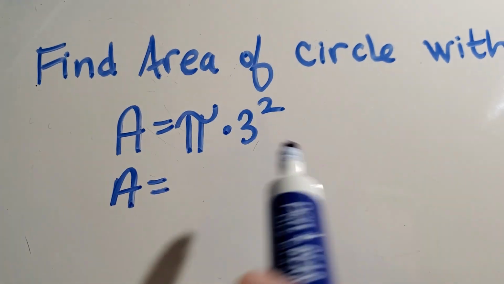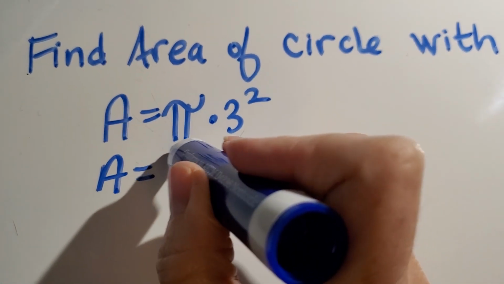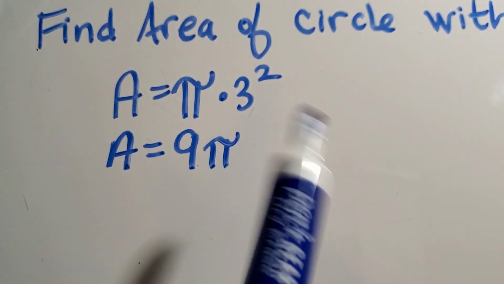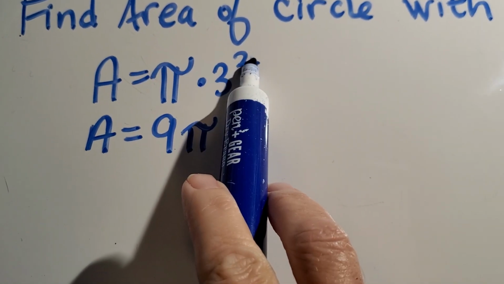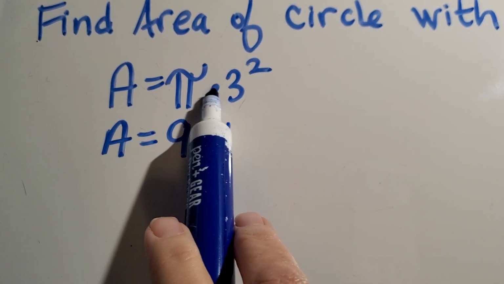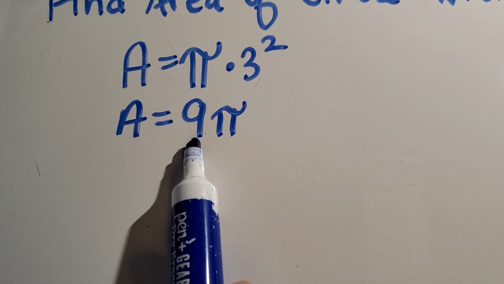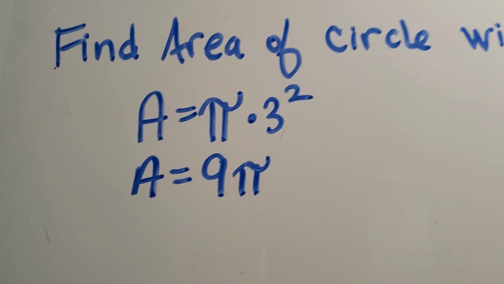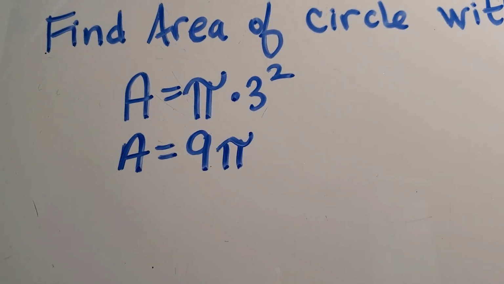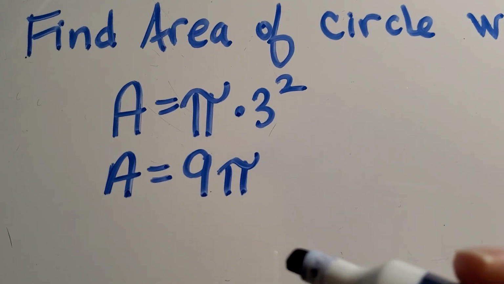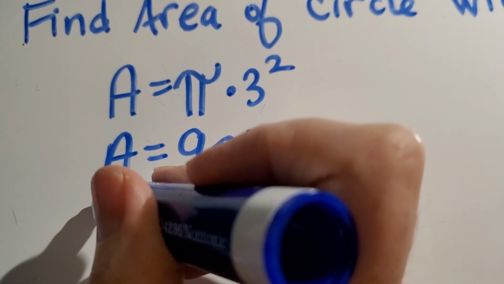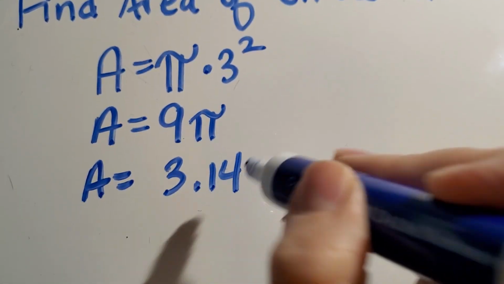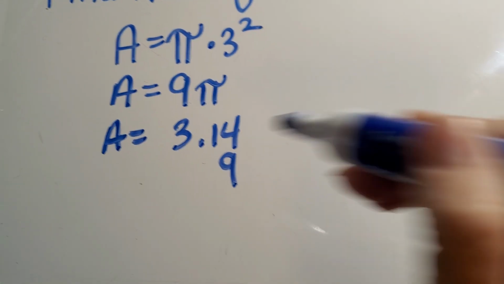So area equals 3 squared is 9. You want your number in front of the pi symbol times pi. So pi times 3 squared is the same thing as 9 times pi, or you could write it as 9 pi. And then I want you to also write your answer using 3.14 for pi. So I'm going to also say area equals 3.14 times 9.